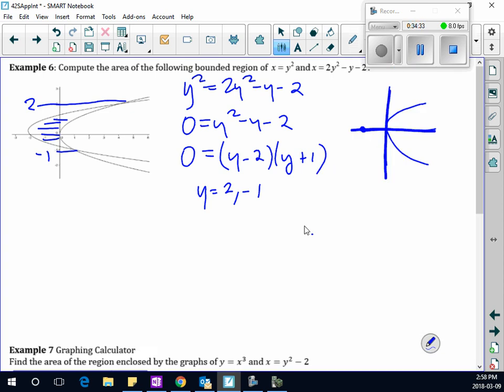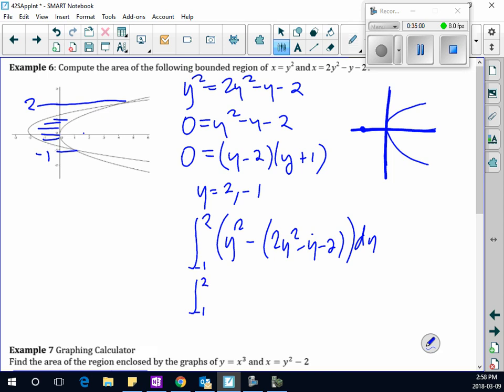So when you're doing top minus bottom, it's right minus left, because right is the biggest, right? When you're going this way from left to right, this is the biggest. It's always biggest minus smallest, right? Okay, so integral from negative 1 to 2 of, remember, the most right would be y squared minus bracket 2y squared minus y minus 2, dy. I would simplify. Y squared minus 2y squared is minus y squared. And then minus minus is plus y plus 2.